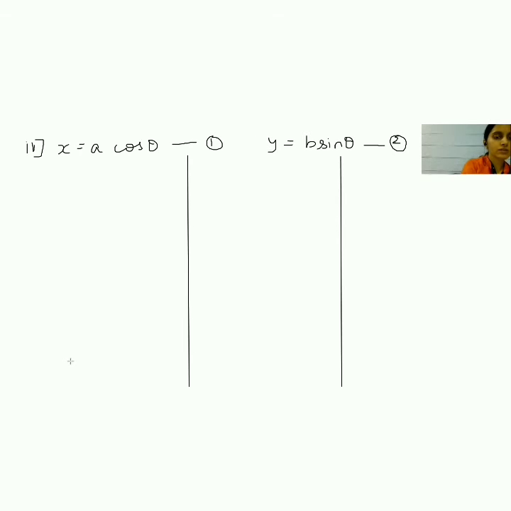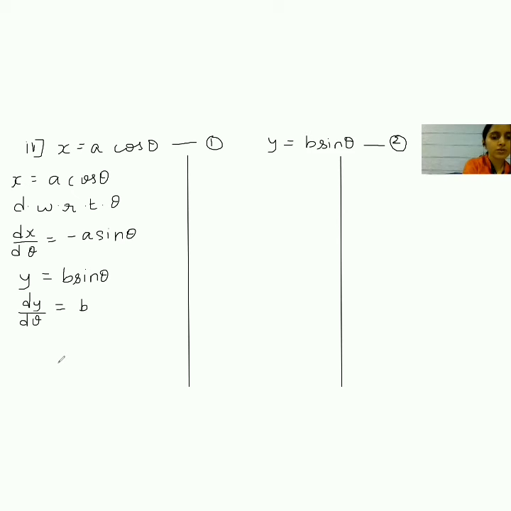So we have x equal to a cos theta. We've marked that as equation 1 already. Differentiate with respect to theta. So dx by d theta is equal to minus a sin theta. Right? And y is equal to b sin theta, right? So dy by d theta is equal to b cos theta.